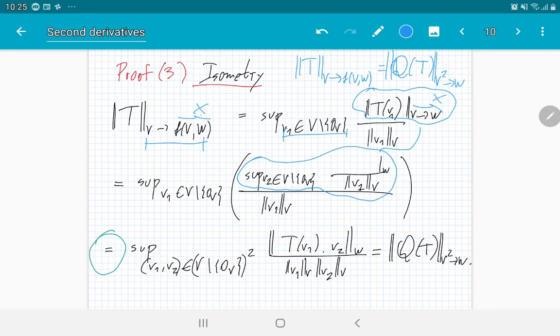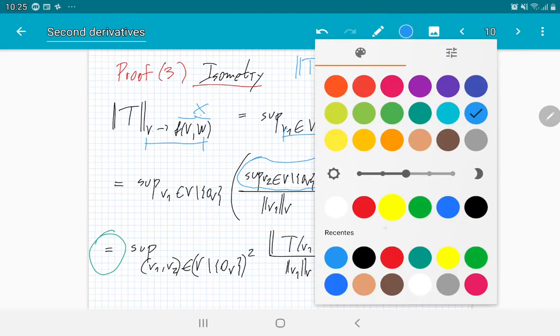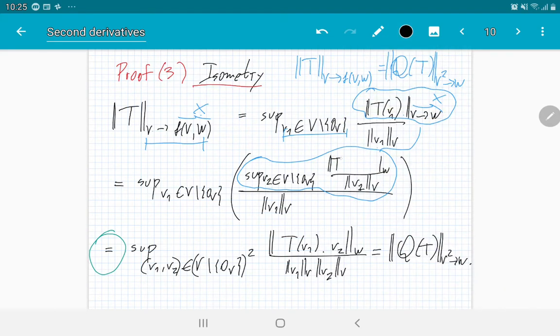Sorry, this is again wrong. I need to write this properly. This is just T V1 applied to V2. Remember, T V1 is a linear transformation. How do I compute the norm of T V1? I apply it to vectors V2, look at the ratio of the norm of T V1 applied to V2 divided by norm of V2, and take the supremum over all non-zero V2.